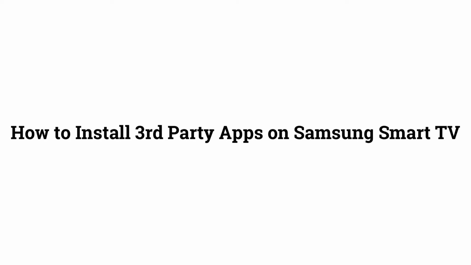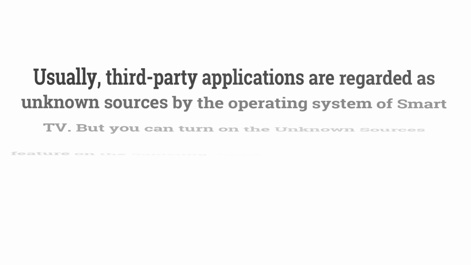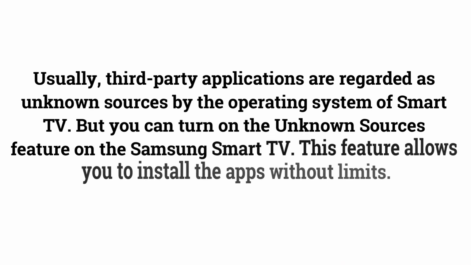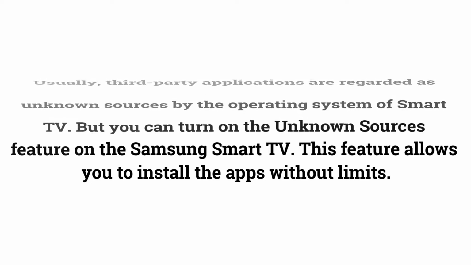How to install third-party apps on Samsung Smart TV. Part 1. Enable the Unknown Sources feature on Samsung Smart TV. Usually, third-party applications are regarded as unknown sources by the operating system of the Smart TV. But you can turn on the Unknown Sources feature on the Samsung Smart TV. This feature allows you to install the apps without limits.